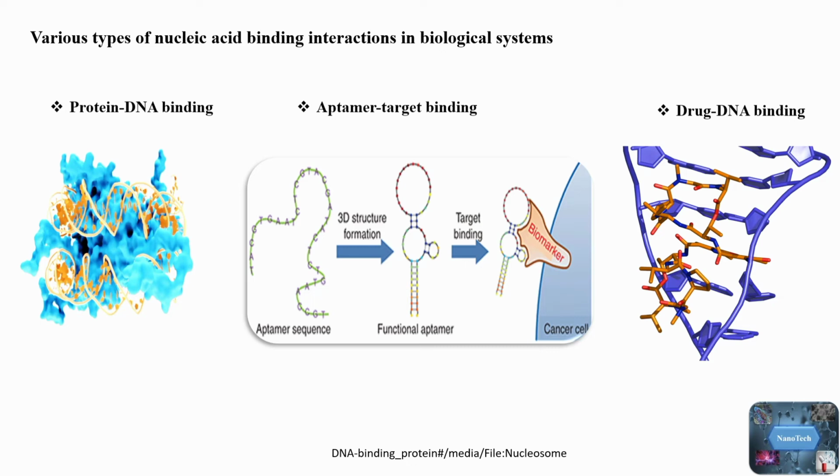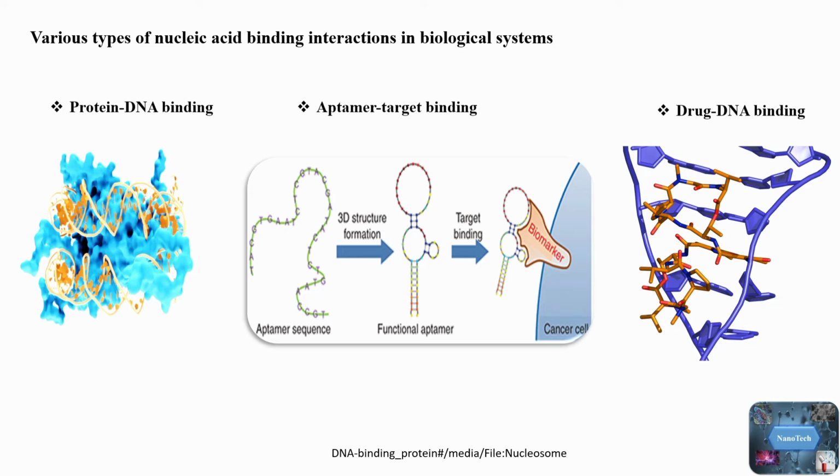Aptamer-target binding. Aptamers are single-stranded DNA or RNA that can bind to their targets with high affinity and specificity like antigen-antibody interactions. Aptamers, often 25 to 90 bases in length, are derived from an in vitro selection process called systematic evolution of ligands by exponential enrichment.